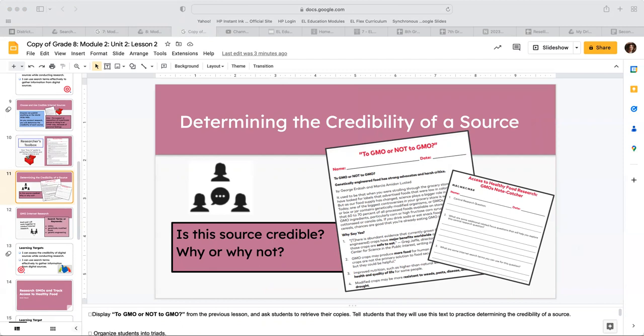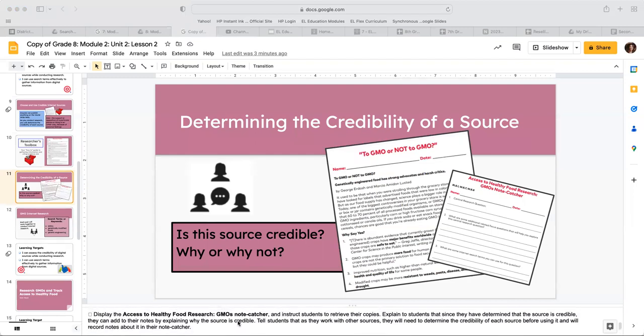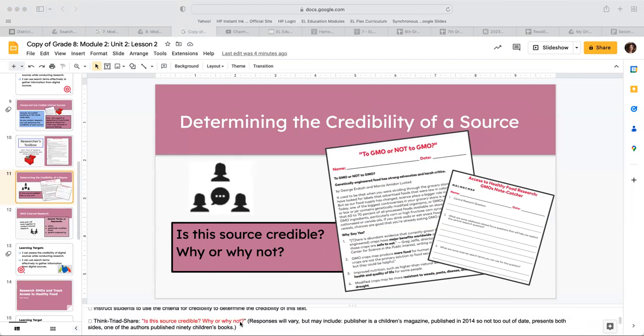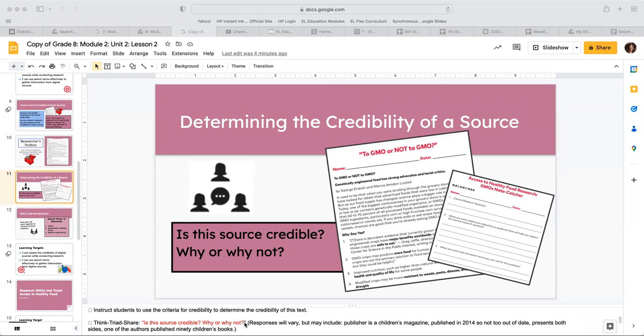So is this source credible? Why or why not? So I want you guys to get into either pairs or groups of 3, okay? And I want you guys to talk about this. Is this source credible? Why or why not? Okay, so let's go ahead and have some discussion about this.